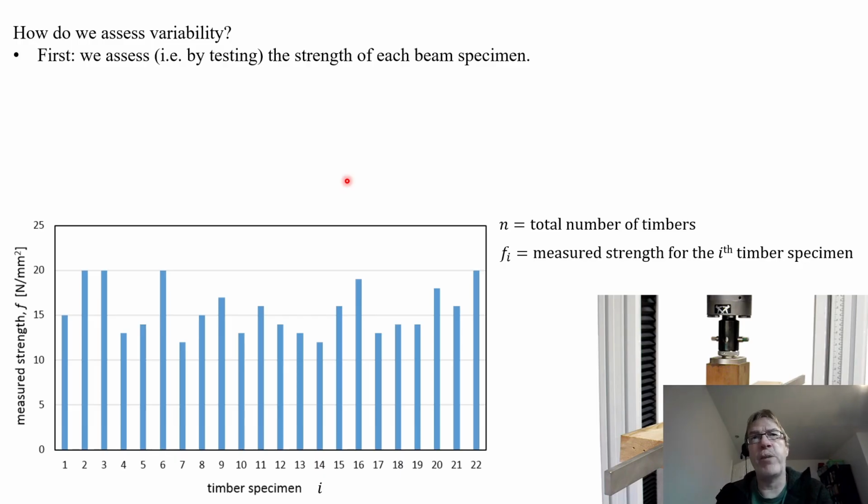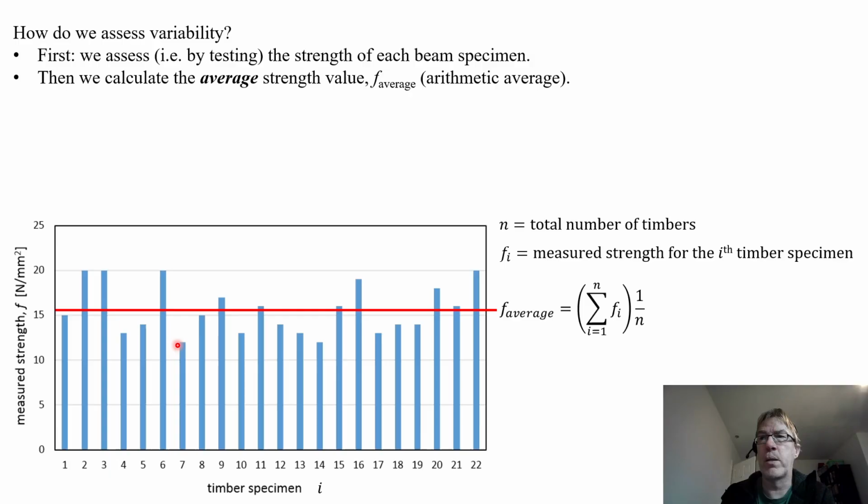How do we assess variability? First, we assess the strength of each beam separately. So there's 22 beams in this data set, N being 22, and Fi is a measure of strength, and i is the number for each beam. So you can see it's a pretty nice set. Some stronger than others, and some a bit weaker than others. And then to calculate the average, fairly straightforward: sum of Fi divided by N, and we get the average.